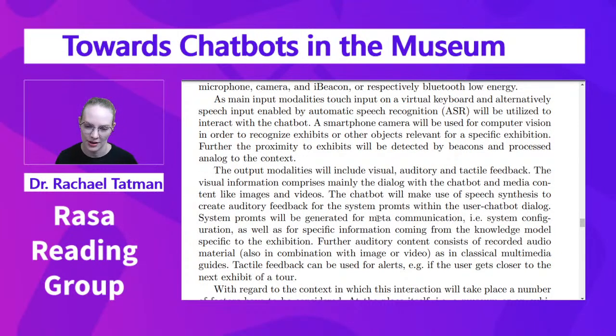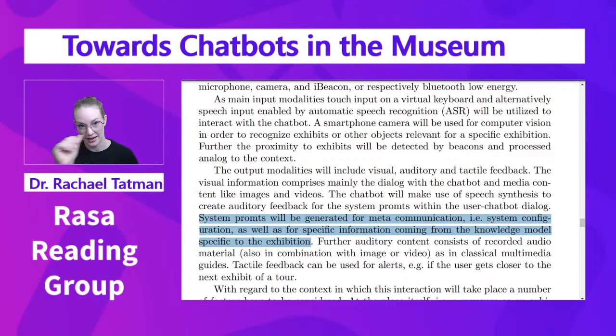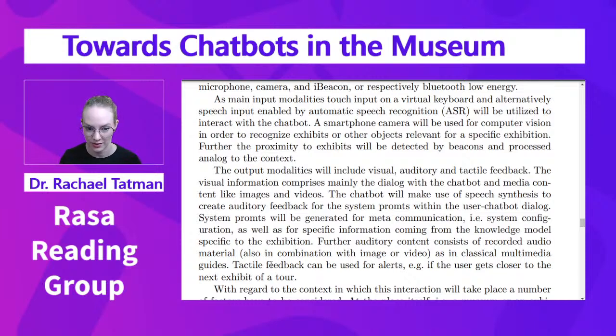System prompts will be generated for meta communication, i.e. system configuration, as well as for specific information coming from the knowledge model specific to the exhibition. Okay, so this is sort of behind the scenes. You're not necessarily going to see it, but your phone is communicating with the sensors. Further auditory content consists of recorded audio material, also in combination with image or video, as in a classical multimedia guide. So they're still using the stuff that they had from these audio guides previously.